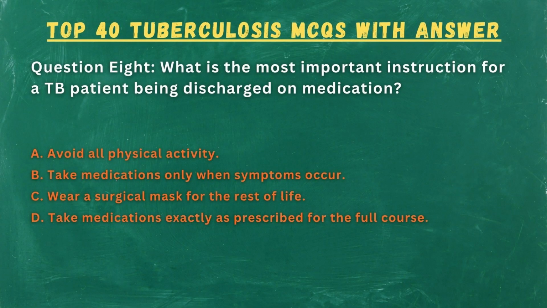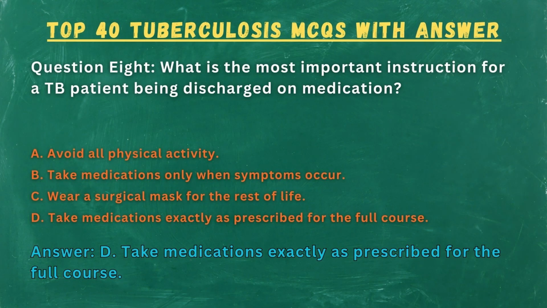Question 8. What is the most important instruction for a TB patient being discharged on medication? A. Avoid all physical activity. B. Take medications only when symptoms occur. C. Wear a surgical mask for the rest of life. D. Take medications exactly as prescribed for the full course. Answer: D. Take medications exactly as prescribed for the full course.